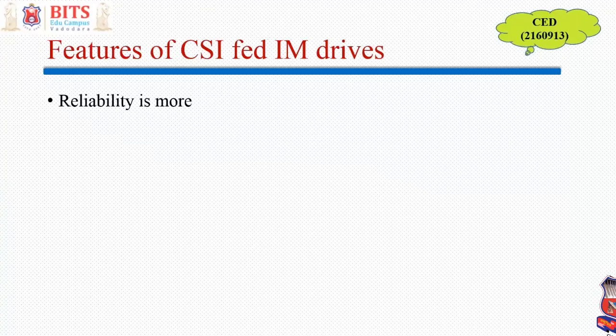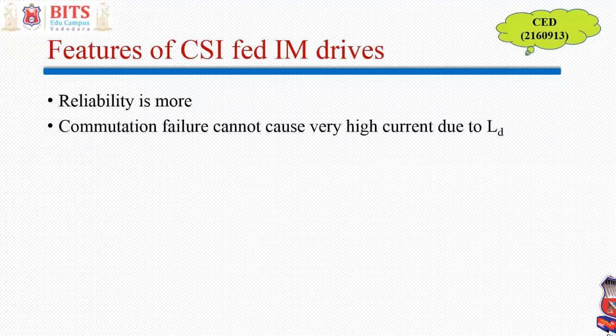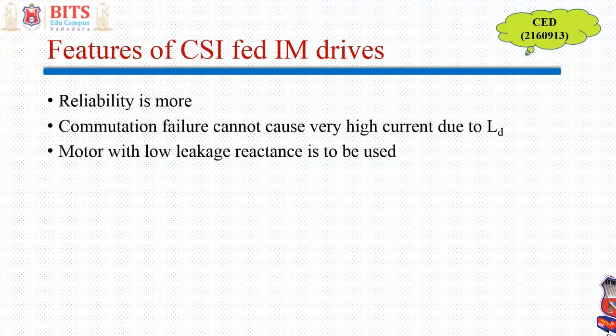So उस case में heavy current will be there if it is a VSI. But CSI में आप देखोगे large inductor LD will come in series even if both the devices are getting short circuited. So this makes it more reliable. Commutation failure cannot cause very high current due to large inductor LD. तो ये safety की तरह काम करता है.